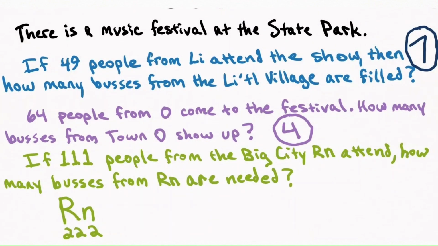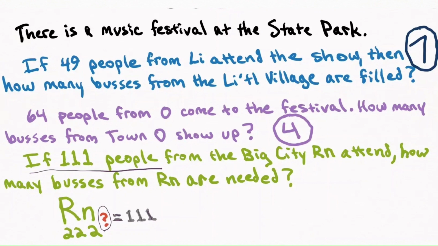Now, if 111 people from Big City Ron attend, how many buses from Ron are needed? So we know from what I said before, each bus in Big City Ron can fit 222 people because they're huge buses, because it's a big city and everybody's in a hurry, right? Now, we don't know how many buses we need. That's why we put a question mark here in the place where we would normally put the number of buses we're going to use. And then that is going to equal 111, because that's what we're talking about if 111 people attend.